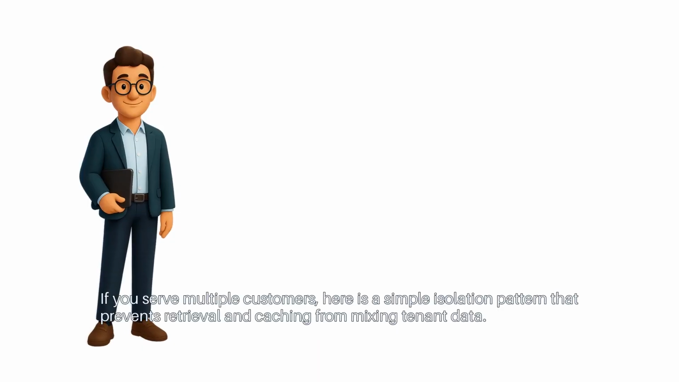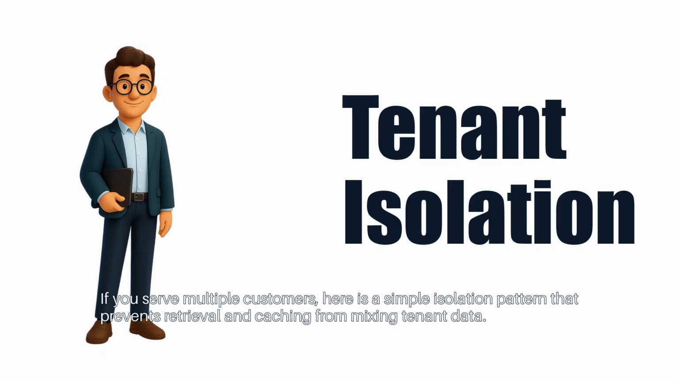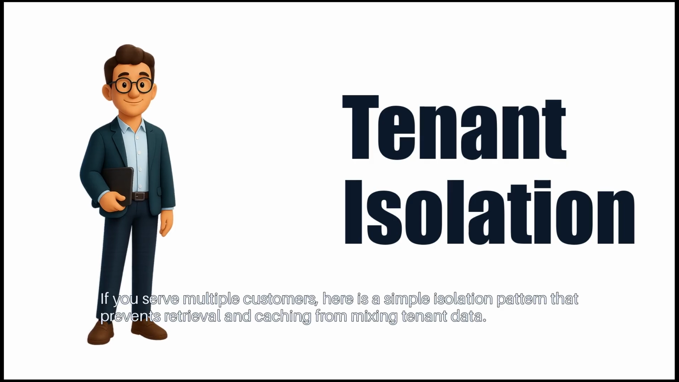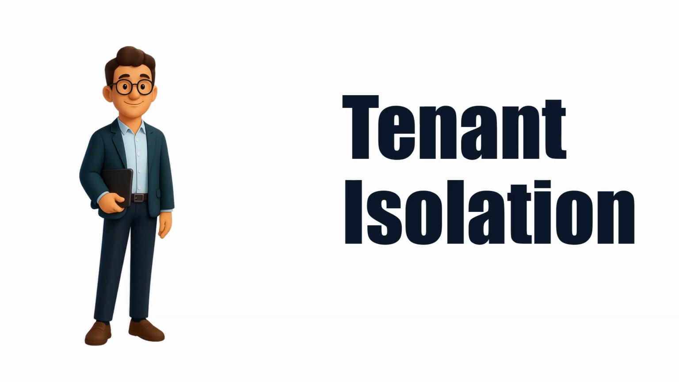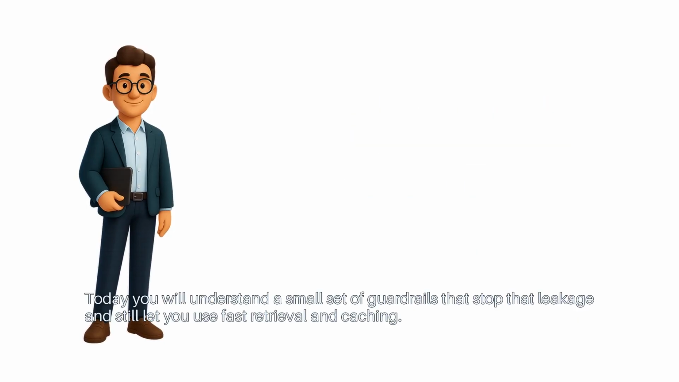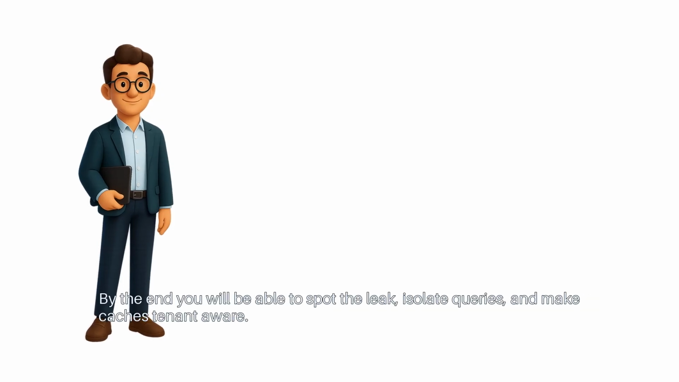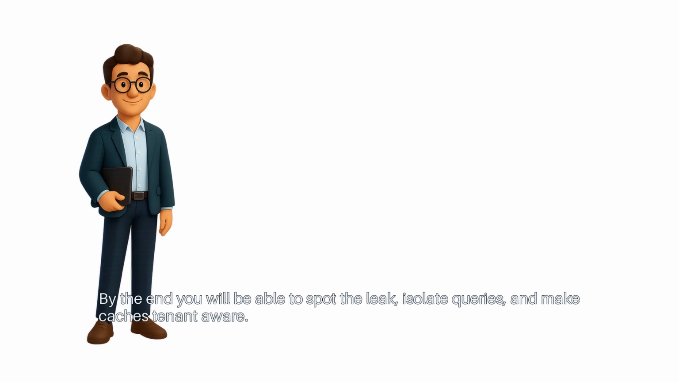If you serve multiple customers, here is a simple isolation pattern that prevents retrieval and caching from mixing tenant data. Most multi-tenant systems accidentally leak one customer's data into another tenant's results. Today, you will understand a small set of guardrails that stop that leakage and still let you use fast retrieval and caching. By the end, you will be able to spot the leak, isolate queries, and make caches tenant-aware.